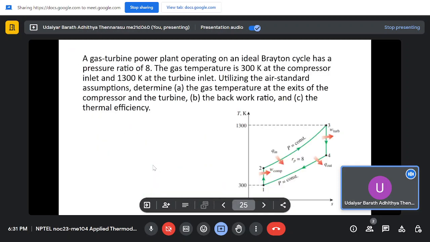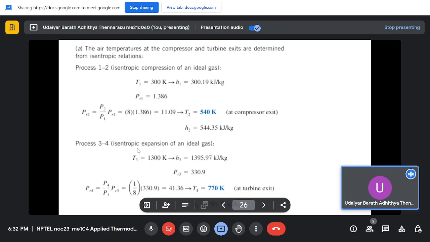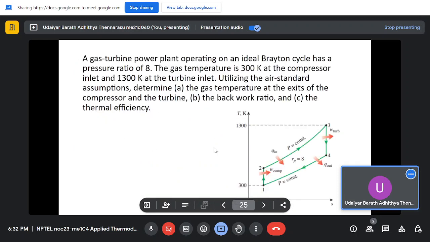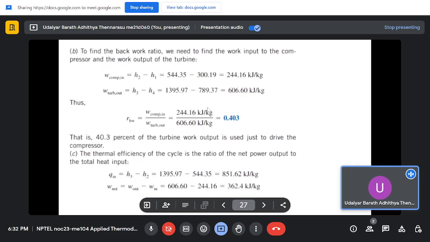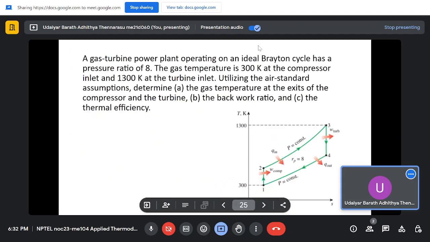So the next question was to find the back work ratio. Here also, we can use the isentropic expansion formula, T3 by T4 equals P3 by P4 raised to the power gamma minus 1 by gamma, to find the temperature. Next is to find the back work ratio. For finding the back work ratio, we know the compressor work in. We have found the enthalpies H2 and H1.